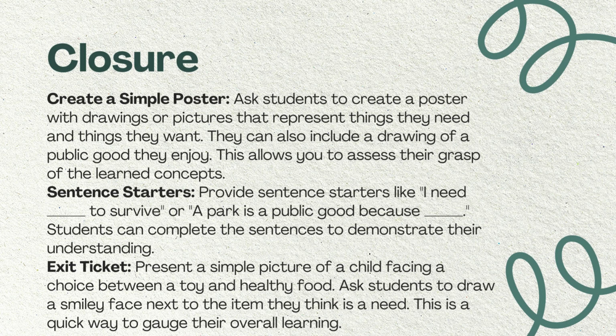Create a simple poster. Ask students to create a poster with drawings or pictures that represent things they need and things they want. They can also include a drawing of a public good they enjoy. This allows you to assess their grasp of the learned concepts. Also, sentence starters. Provide sentence starters like I need blank to survive or a park is a public good because blank. Students can complete the sentences to demonstrate their understanding.